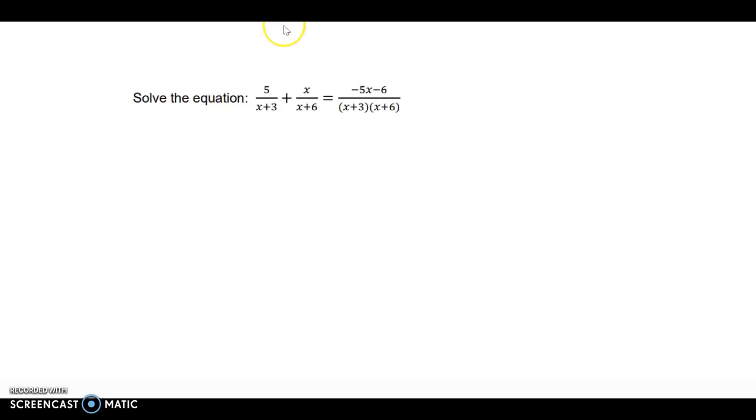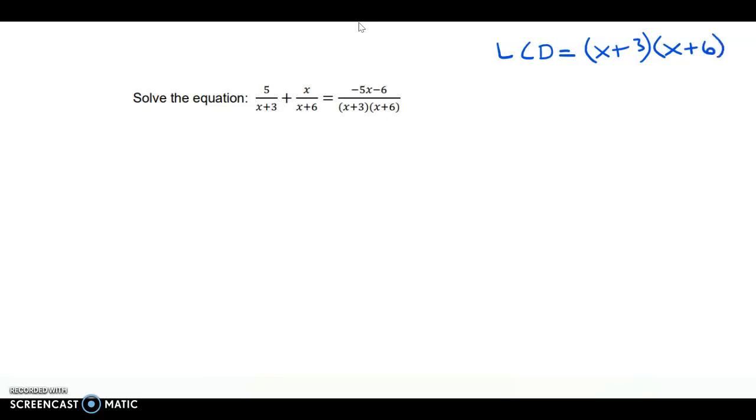Solve the equation. We have 5 over x plus 3 plus x over x plus 6 equals negative 5x minus 6 over x plus 3 times x plus 6. So whenever we're solving an equation with fractions, the first thing we want to do is get rid of the fractions. So in this case, we will multiply by the LCD. So the LCD here is just going to be x plus 3 times x plus 6. So there's one factor, and here's the other factor.